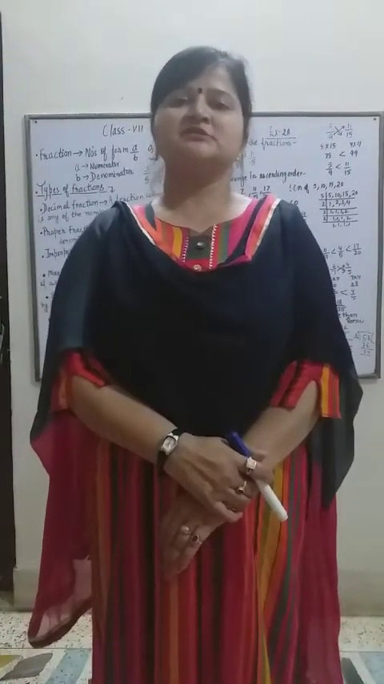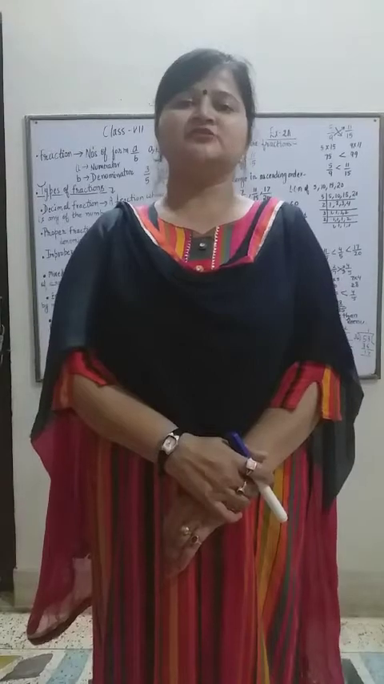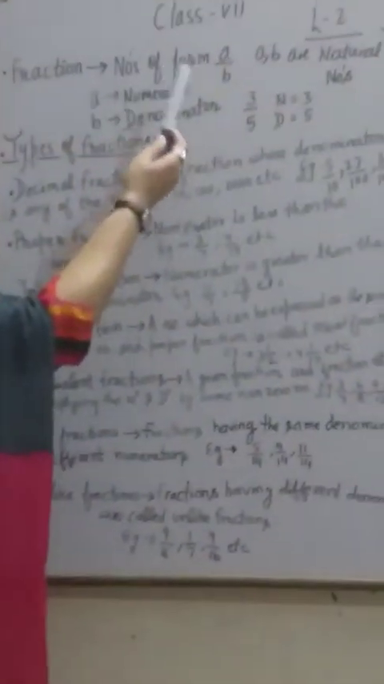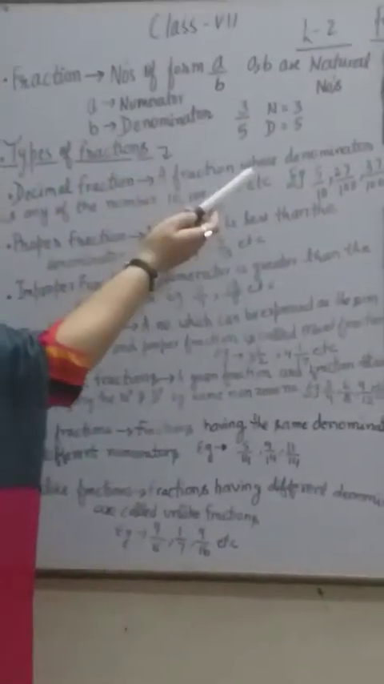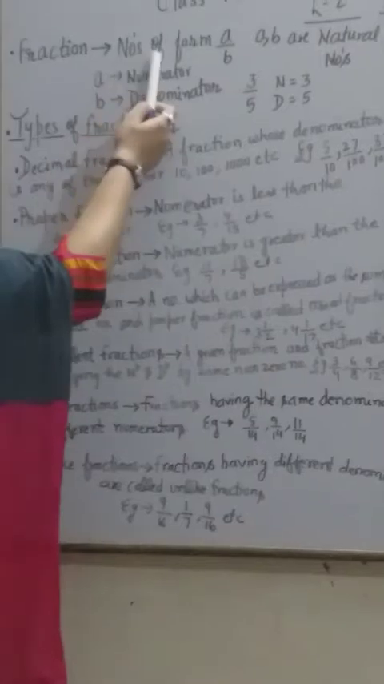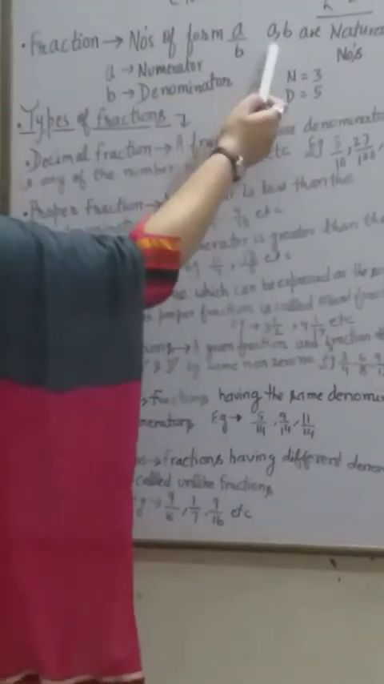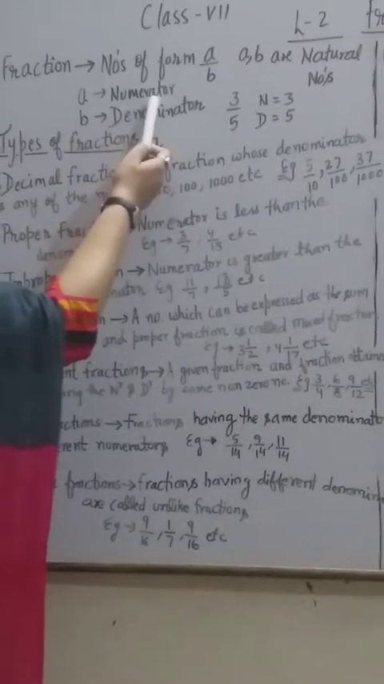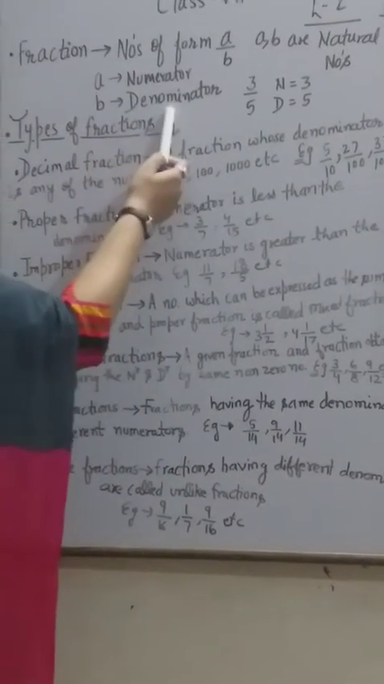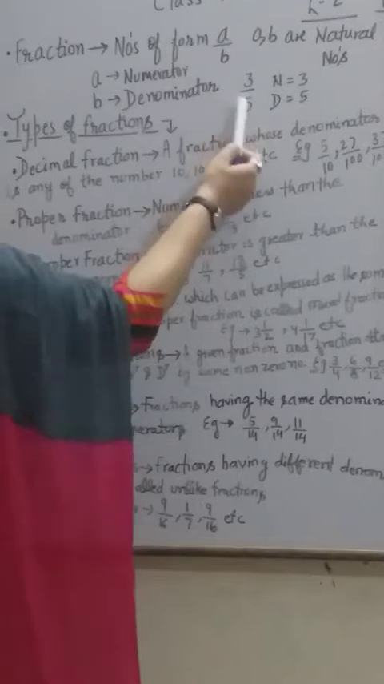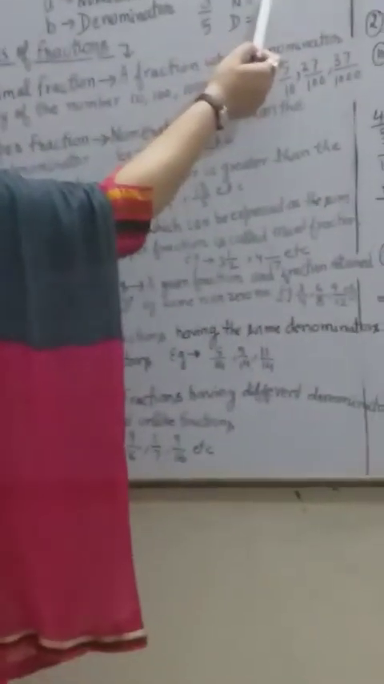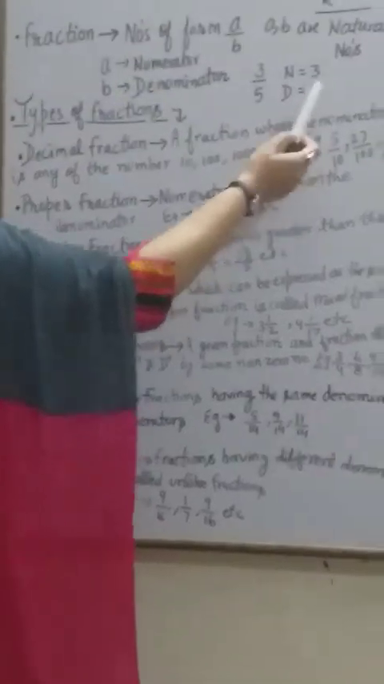Today we are going to discuss lesson number 2, fractions, of class 7. What is a fraction? As we have studied in our junior classes, a fraction is a part of a whole and is a number of the form a upon b, where a and b are natural numbers, a is the numerator, the upper number, and b is the denominator. For example, in 3 upon 5, the numerator is 3 and the denominator is 5.